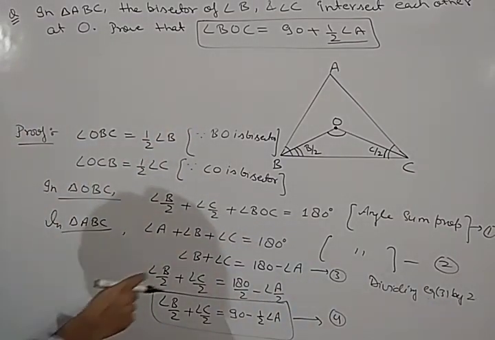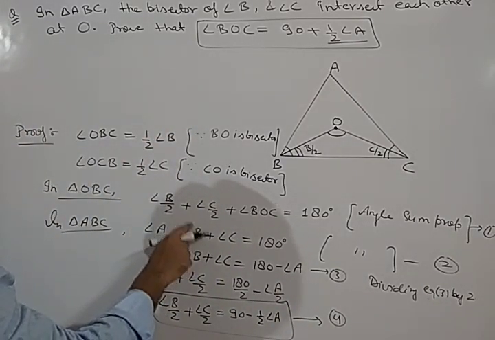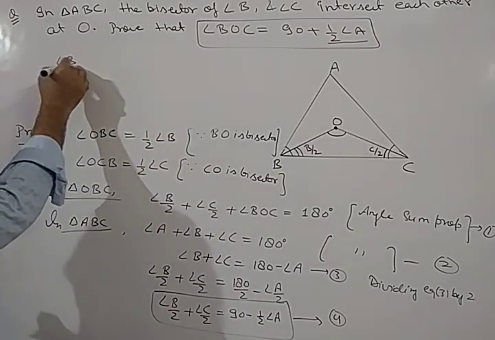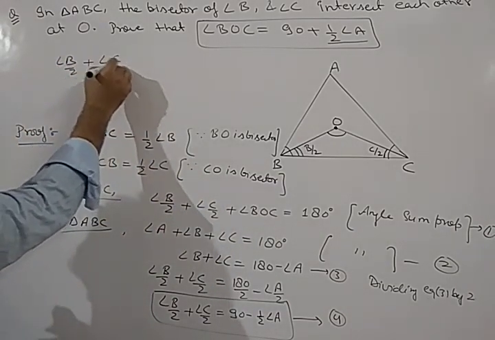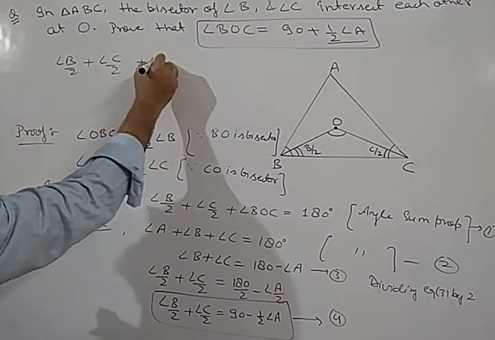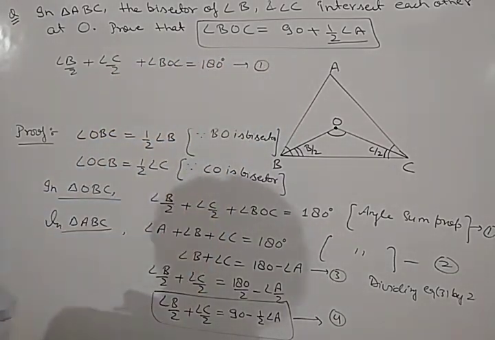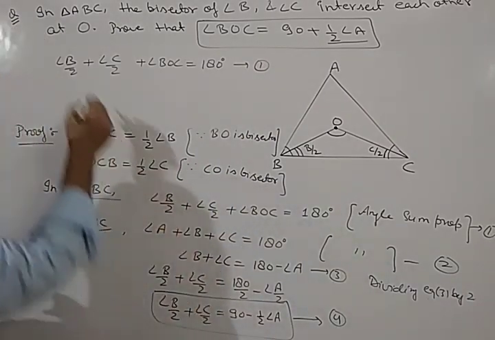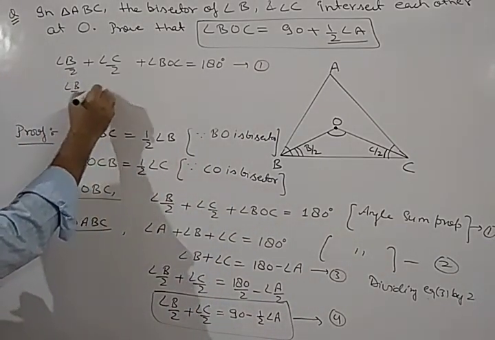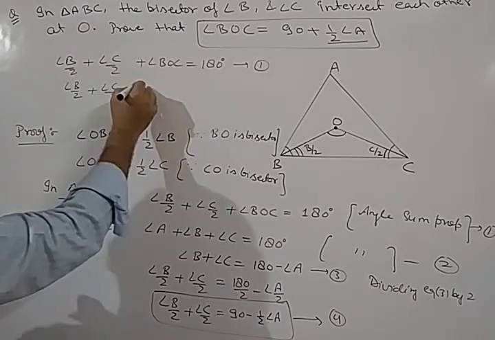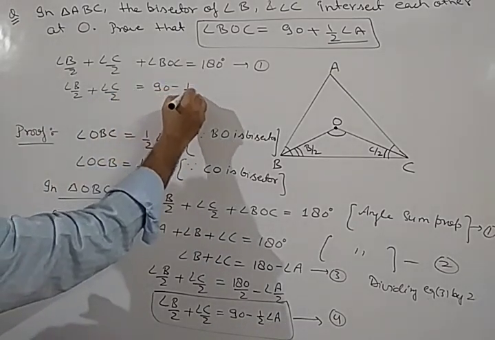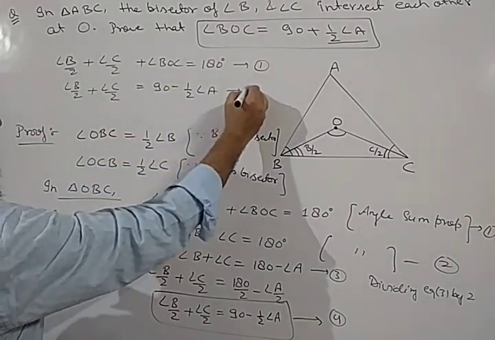Now what have we got? We have two equations now. The first equation is angle B by 2 plus angle C by 2 plus angle BOC is equal to 180 degree. This is our first equation, and we have got a fourth equation, which is angle B by 2 plus angle C by 2 is equal to 90 minus half of angle A. This is equation number 4.